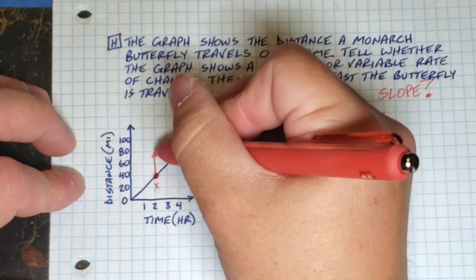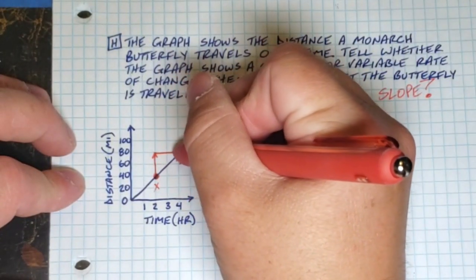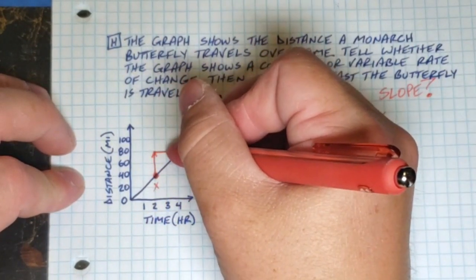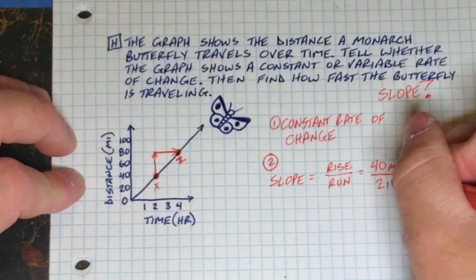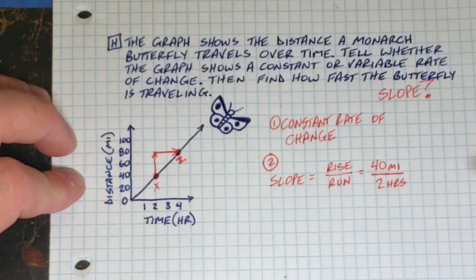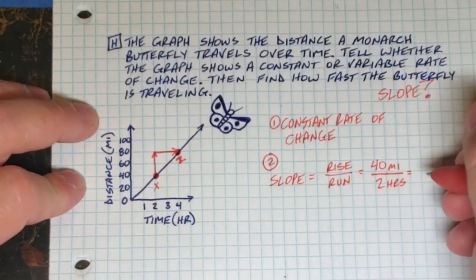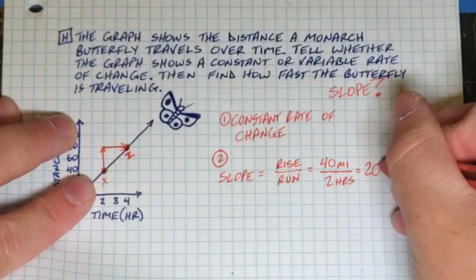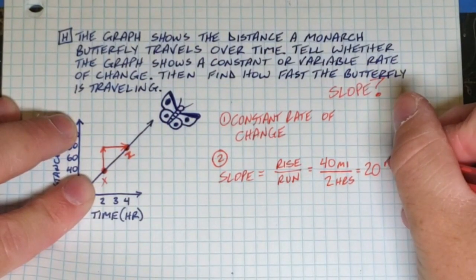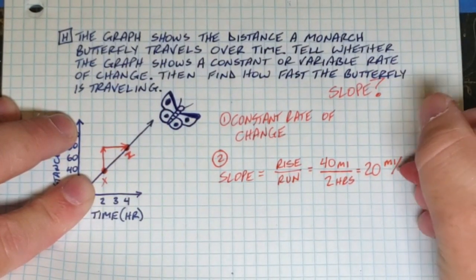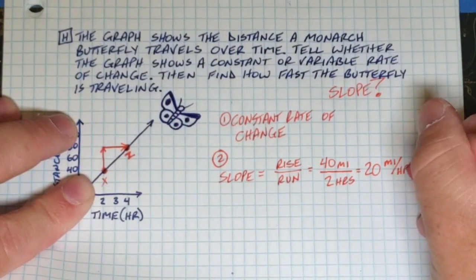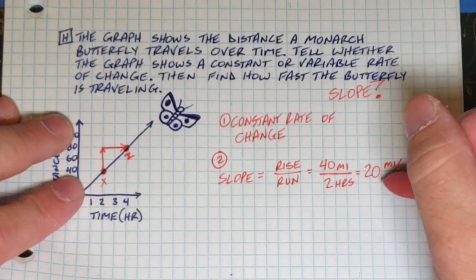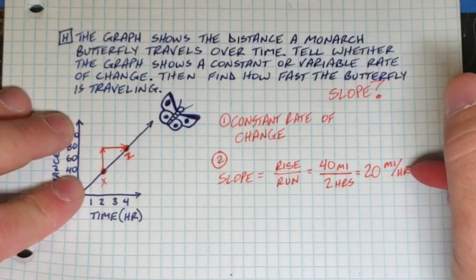And then how long did it take us to go up 40 miles? If you look down here, these are by ones. So it took us 2 hours. And we could simplify that. 40 divided by 2 is 20. The miles is on top, per, the hours was on bottom. So this monarch butterfly flies at 20 miles per hour.